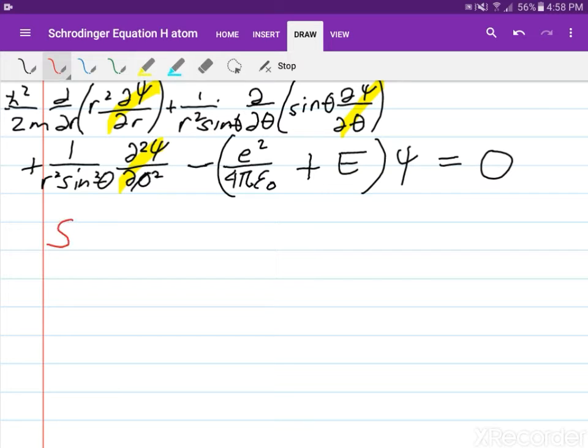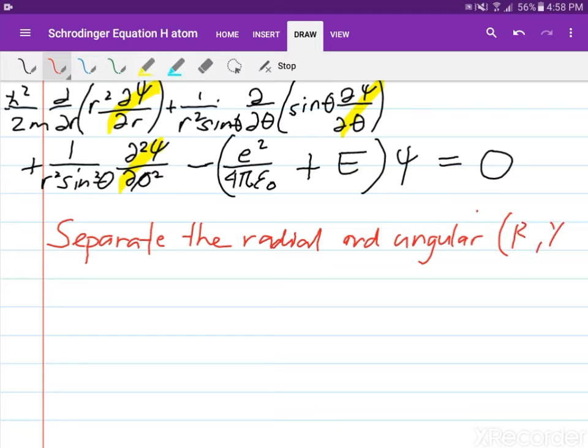Okay, so in this step we will separate the radial and angular parts, R and Y.